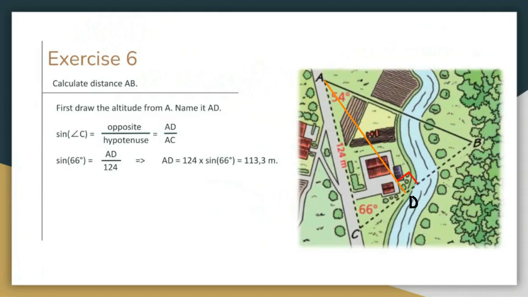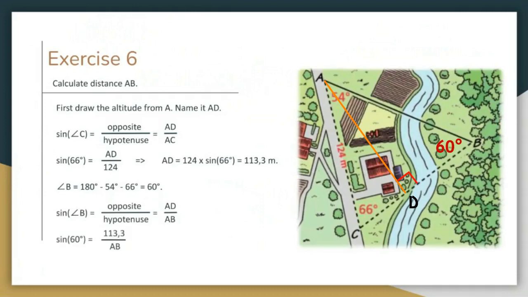Before we use this number anywhere else, let's first calculate how big angle B is. We use the triangle sum rule to figure out that angle B is equal to 60 degrees. Now we focus on triangle ADB, and particularly from angle B. We want to know the hypotenuse of this triangle, and we already know the opposite, meaning the sine is our go-to guy. We fill everything in and figure out that AB has a length of 130.8 meters.